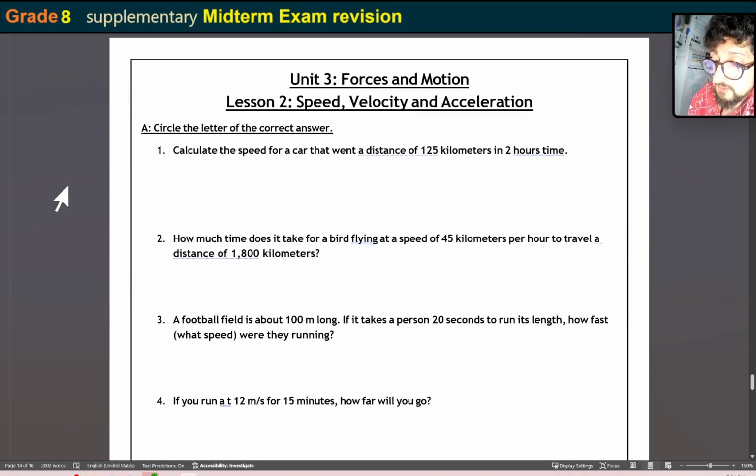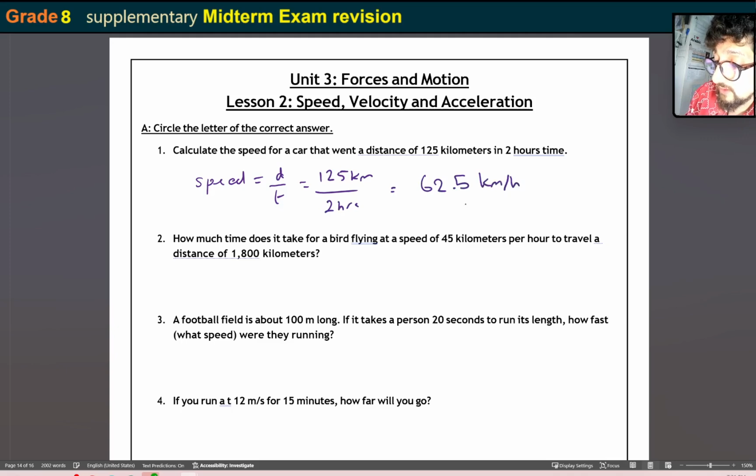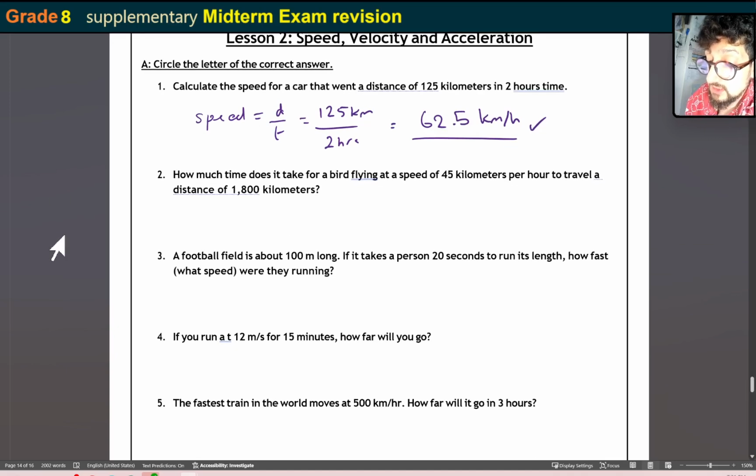Okay, let's keep going. Calculate the speed of a car that went a distance of 125 kilometers in 2 hours. So speed equals distance over time, which equals 125 kilometers in 2 hours, which equals 62.5 kilometers per hour. That's the answer.